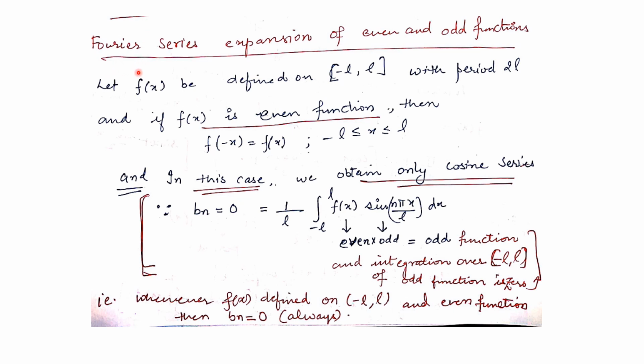Now the next topic is the Fourier series expansion of even and odd functions. Now what do you mean by an even function? If f(-x) is the same as f(x) over the domain, then we say our function is even. And if f(-x) is minus f(x), then we say our function is an odd function. So let's suppose our function is defined on the interval minus L to L with period 2L, and given that our function is an even function.